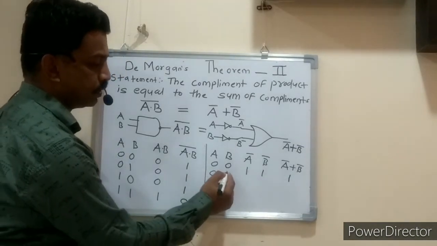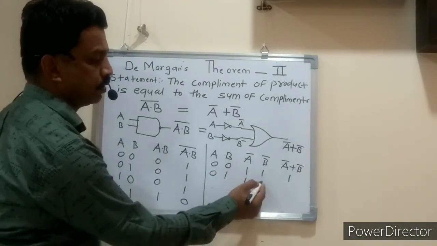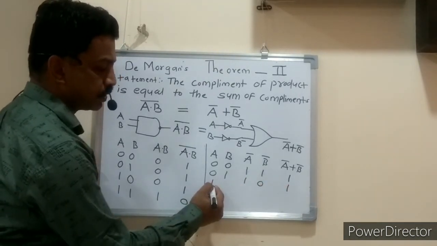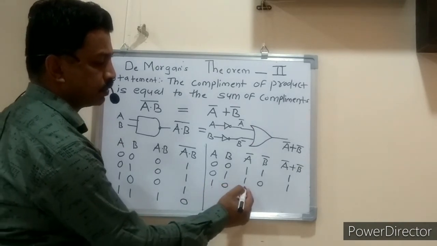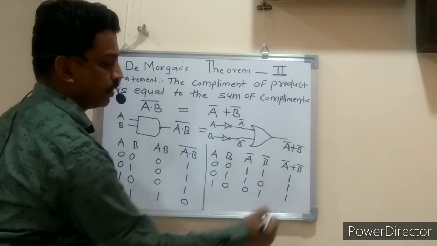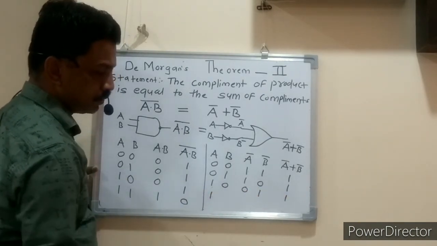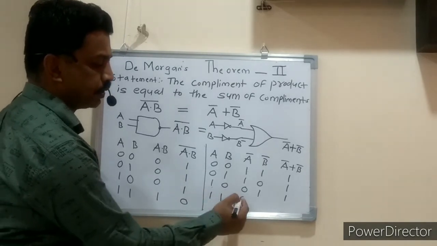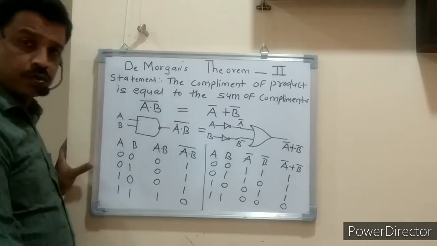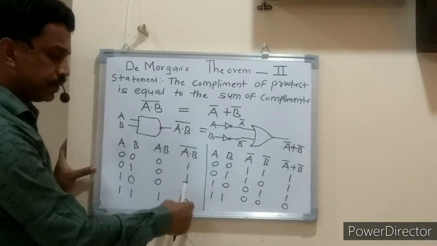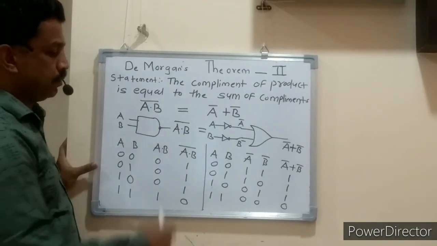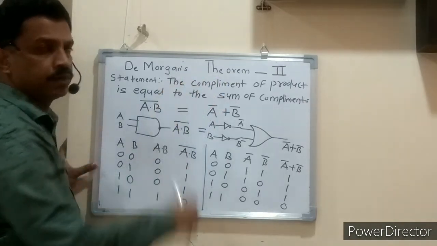Next, 0 1: a complement is 1, b complement is 0, 1 plus 0 is 1. Next, 1 0: 0's complement is 1, 1's complement is 0, 1 plus 0 is 1. Next, 1 1: 1's complement is 0, 1's complement is 0, 0 plus 0 is 0. So here also our left side and right side are the same, and if the left side and right side are the same, then by the truth table we say that this theorem is verified.